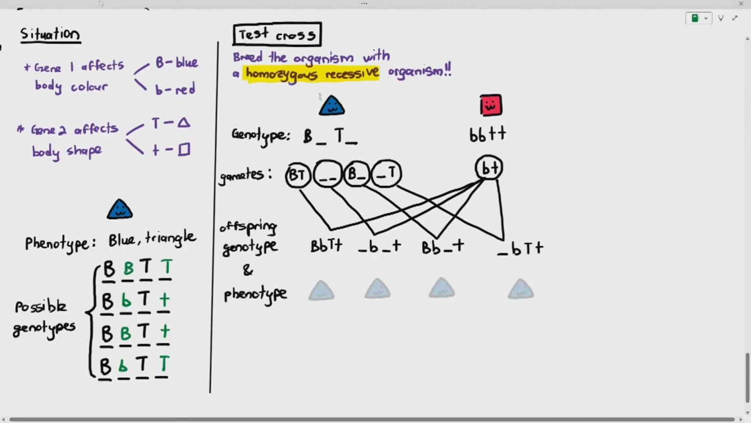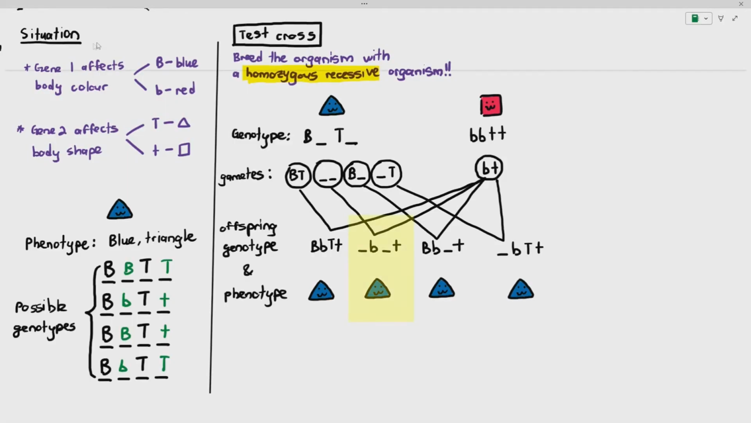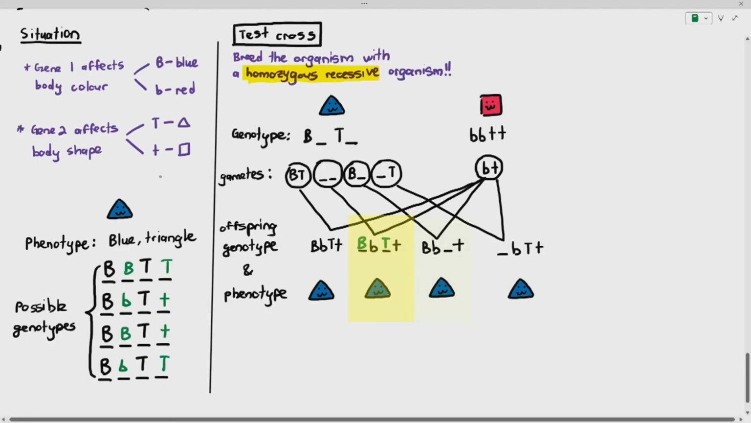What the question will usually give you is the offspring's phenotype. When you look at the offspring's phenotype in this case, no matter what, all the offspring are blue triangles. So what does that tell you? If it's a blue triangle, for this one here which I've highlighted, it has to have one large B to make it blue and one large T to make it a triangle.